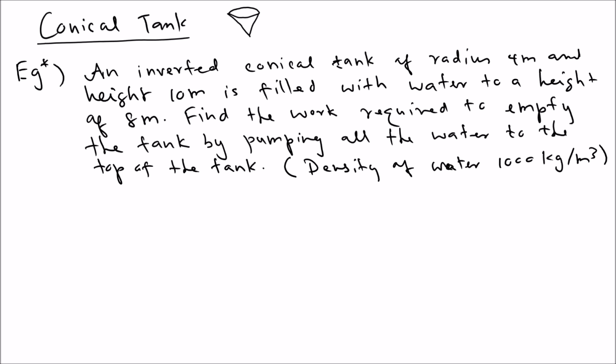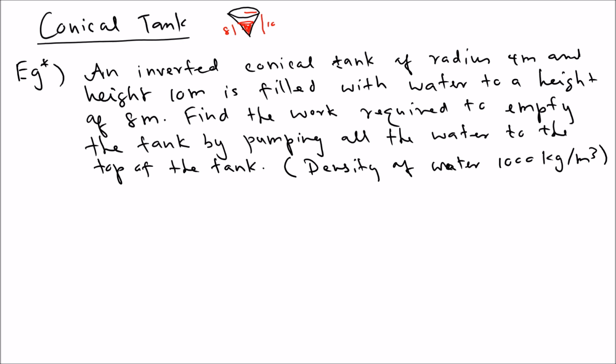An inverted conical tank of radius 4 meters and height 10. So the radius is 4, and the height is 10. It is filled with water to a height of 8 meters. It's not all the way, but only 8. So this is 10, and you put only 8. What they're trying to do is empty all the water, by pumping the water to the rim of the tank, and they're asking how much work you have to do to do that.